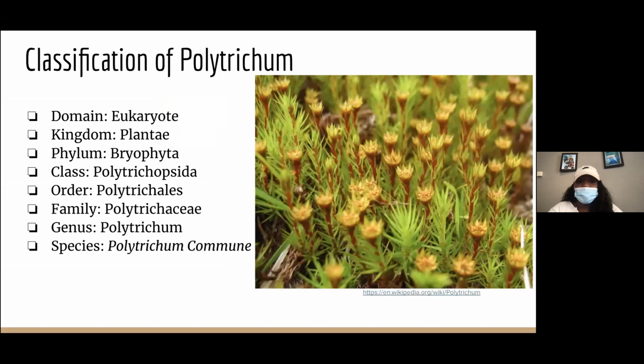The classification of the Polytrichum moss is from domain to species. The domain is eukaryote, the kingdom is Plantae, the phylum is Bryophyta, the class is Polytrichopsida, the order is Polytrichales, the family is Polytrichaceae, the genus is Polytrichum, and the species is Polytrichum commune.